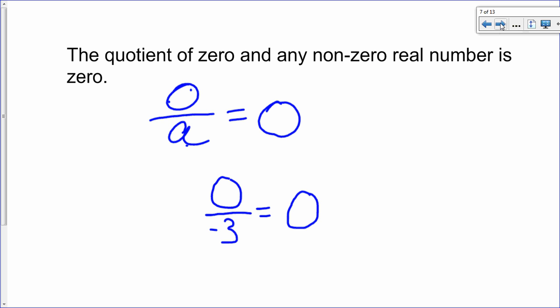The quotient of 0 and any non-zero real number is 0. Okay, so that means 0 divided by any number is going to equal 0. And keep in mind that the opposite of division is multiplying. So in order for something to work, we have to be able to multiply it backwards. In this case, we have 0 times a is going to be equal to 0. Down here, 0 divided by negative 3 is equal to 0. And we can say 0 times negative 3 is equal to 0.